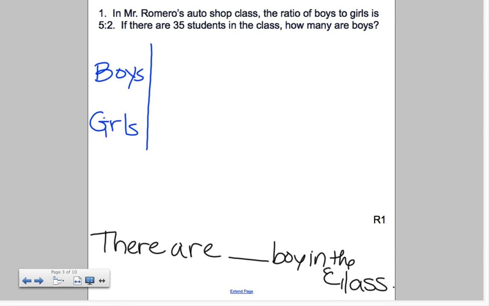Sorry, it didn't write. Now, which of these two has the larger amount? Who has more in the class? Do we have more boys in this class or girls in this class? Boys. So we're going to draw that bar first. And if you notice, we have 5 to 2. So we're going to draw a bar, and we're going to make sure that it represents 5.